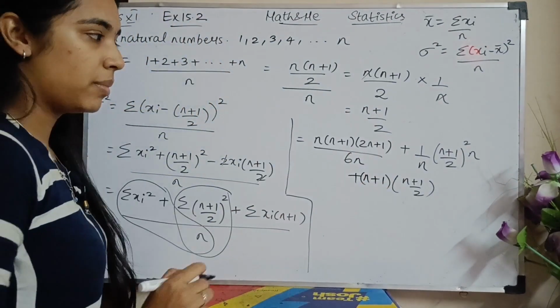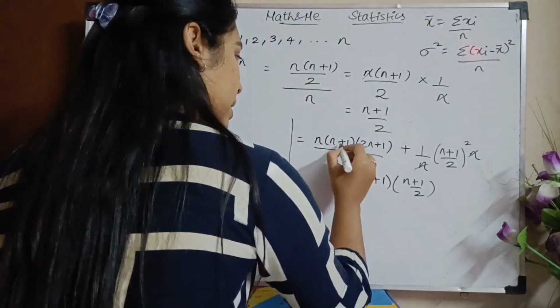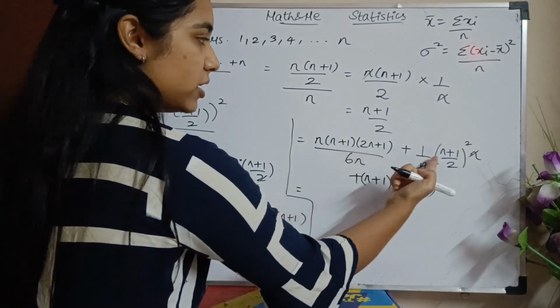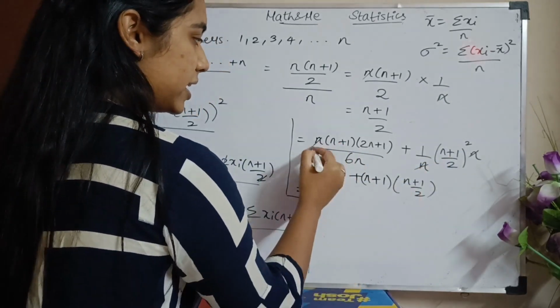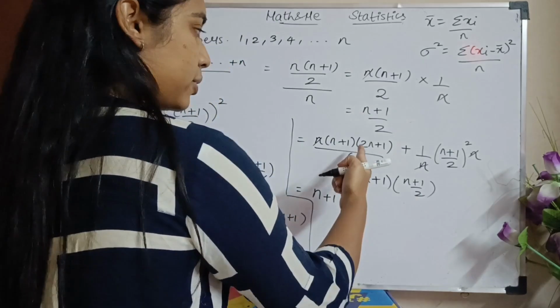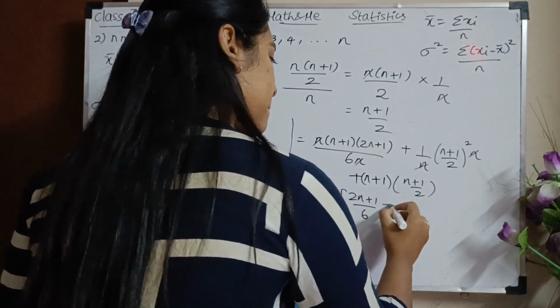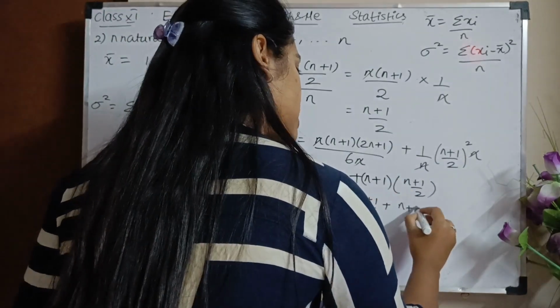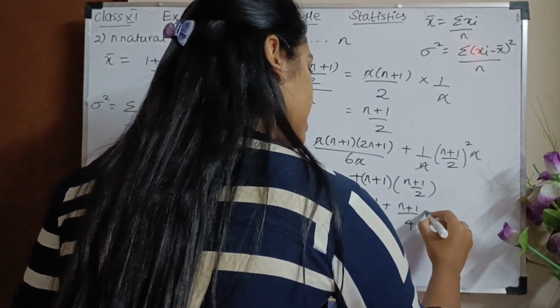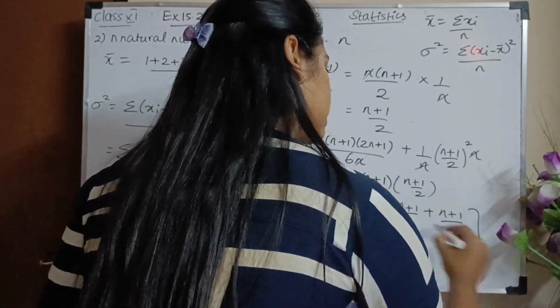If I simplify, what will I have here? The n and the n get cancelled. So I'll be left with n plus 1, and we can take it common. I see n plus 1 here, n plus 1 here, and n plus 1 here. The n and the n here also get cancelled. So I'll take n plus 1 outside. What will I be left with? 2n plus 1 divided by 6 plus n plus 1 divided by 4 plus n plus 1 divided by 2.